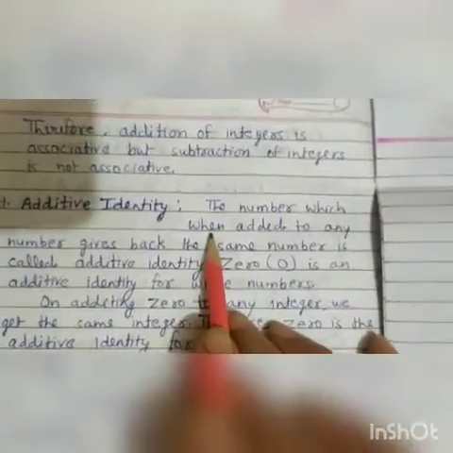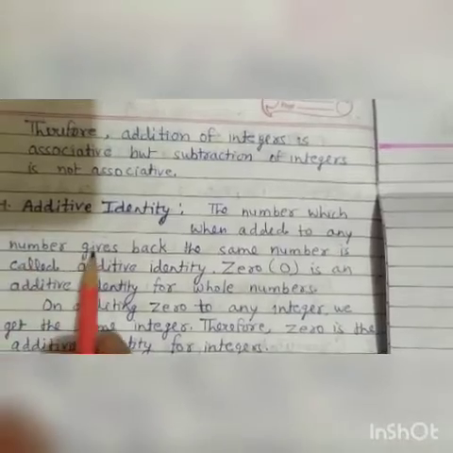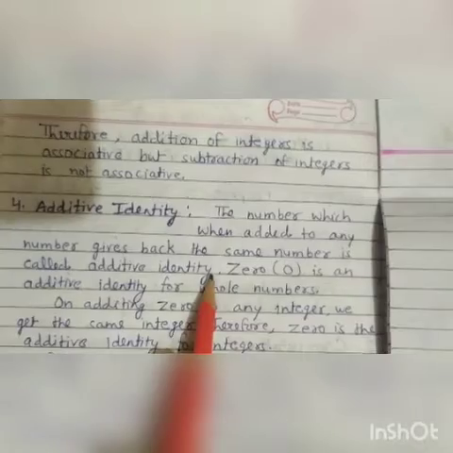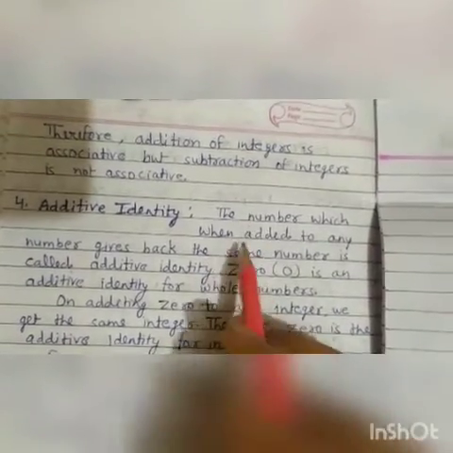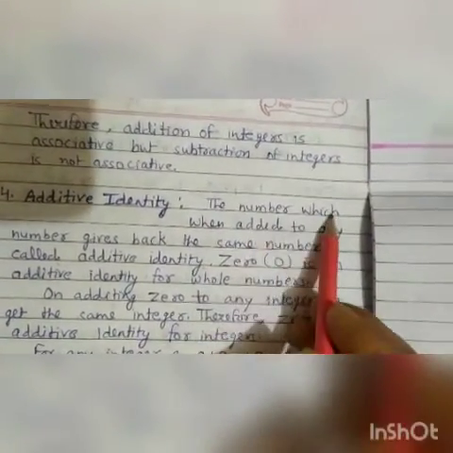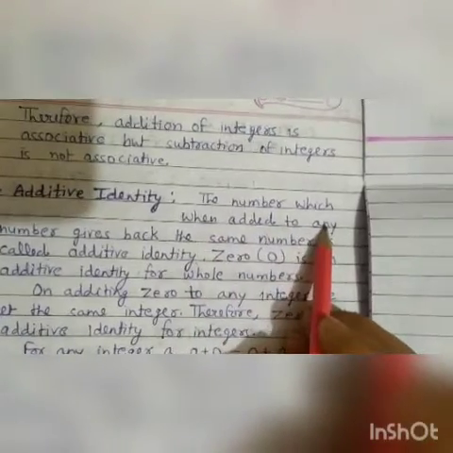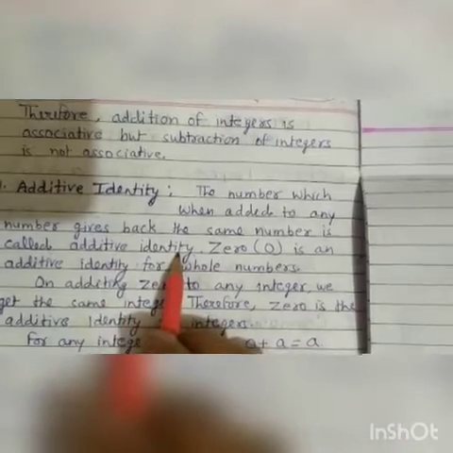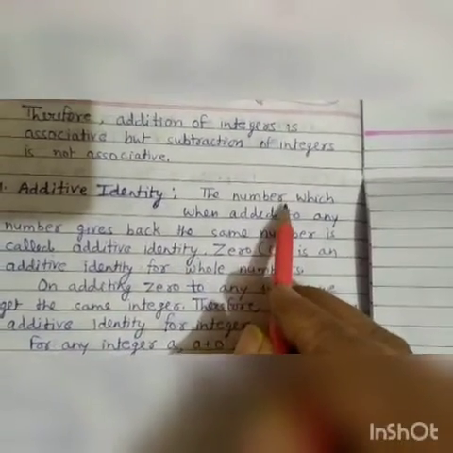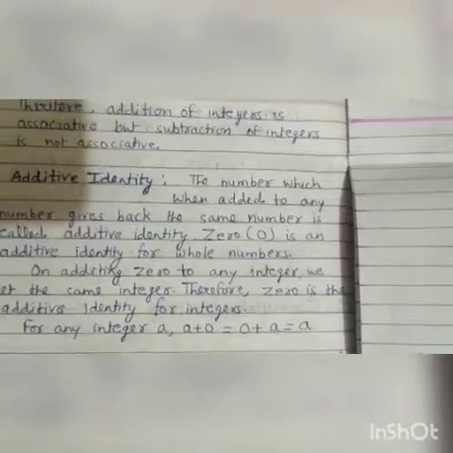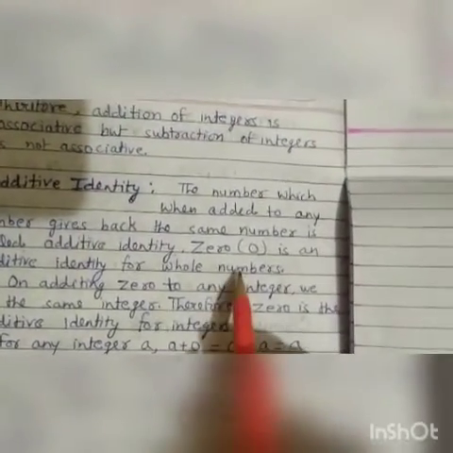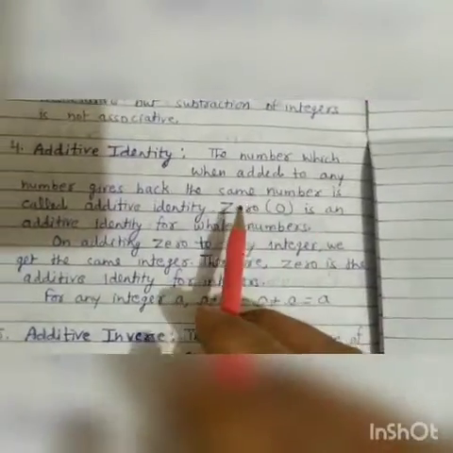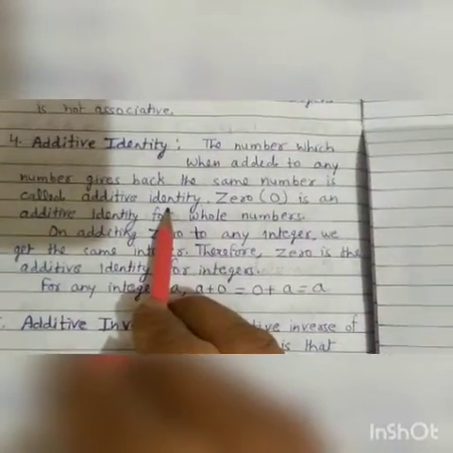The number which when added to any number gives back the same number is called the additive identity. Again, see it. The number which when added to any number gives back the same number is called the additive identity.